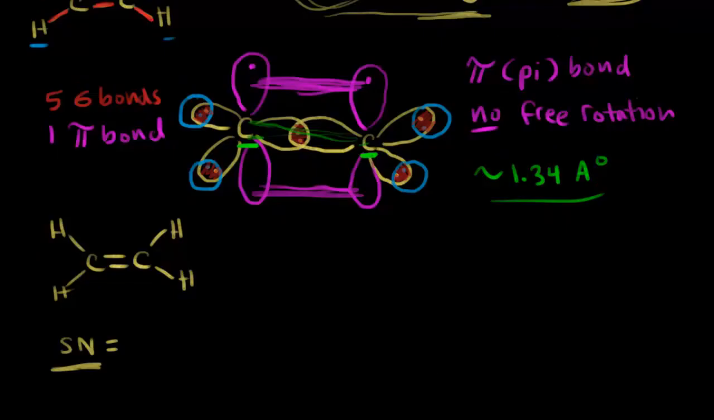So if my goal was to find the steric number for this carbon, I count out my number of sigma bonds. So that's 1, 2, and then I know in a double bond, one of those is sigma and one of those is pi. So one of those is a sigma bond. So I have a total of 3 sigma bonds. I have 0 lone pairs of electrons around that carbon. So 3 plus 0 gives me a steric number of 3. So I need 3 hybrid orbitals.